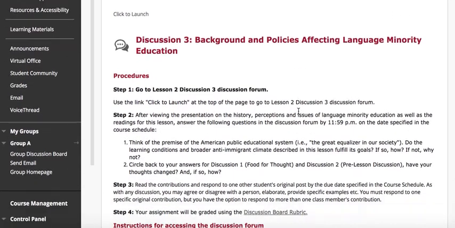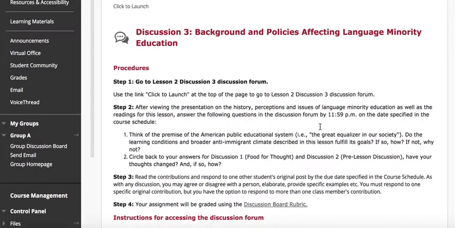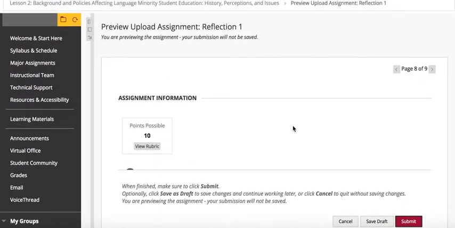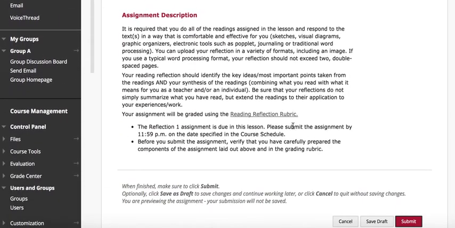The last discussion board for this lesson is a discussion board related to policies and histories affecting ELLs. And so you'll want to do that after you've read through the materials for this week. Like I said, you're also going to submit a reading reflection. So this is the first of many reading reflections that you'll complete.